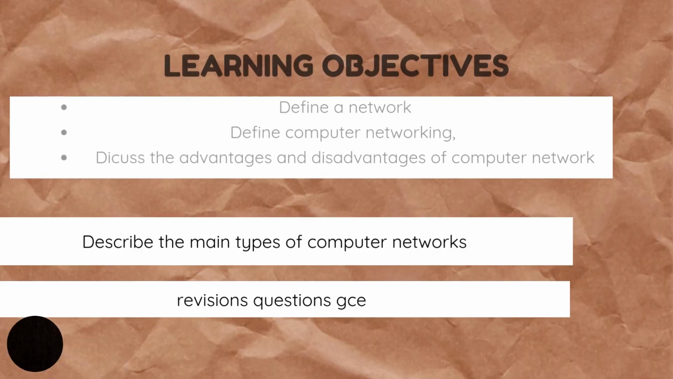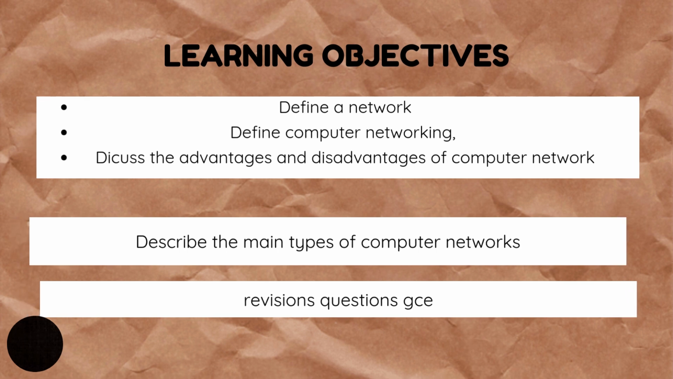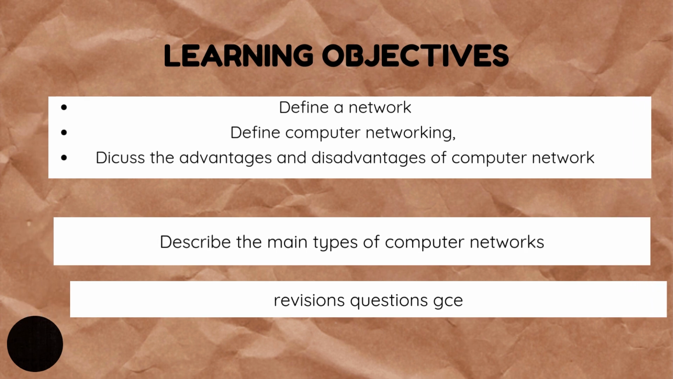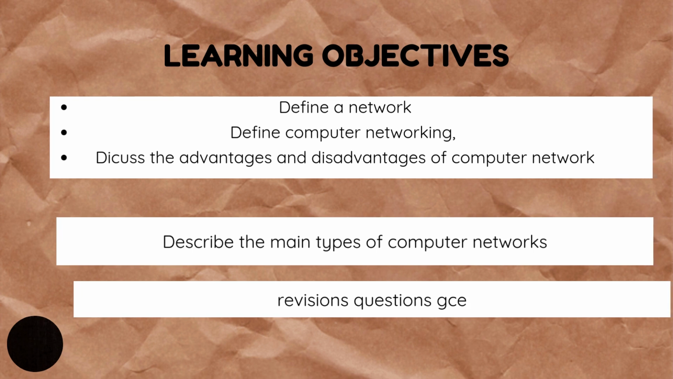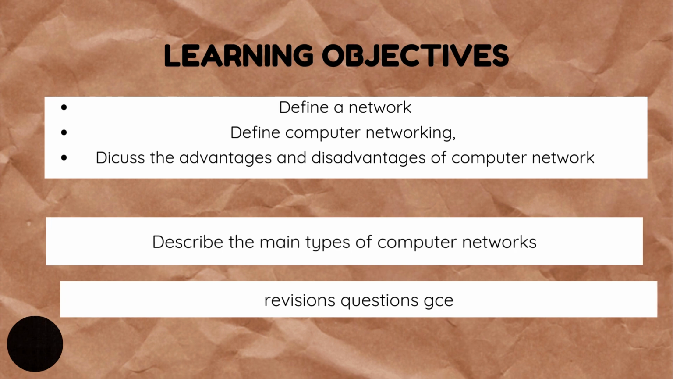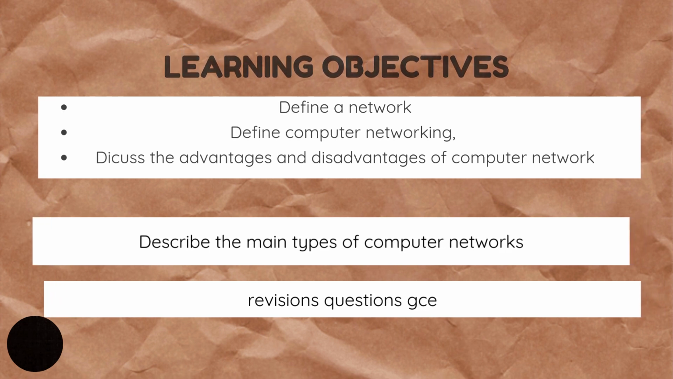So our learning outcome for today, or objective, would be to define a network, define computer networking, discuss the advantages and disadvantages of computer network, describe the main types of computer networks, and we'll see some GCE questions.